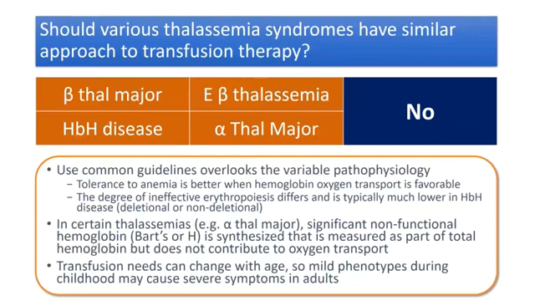The second issue is that in certain thalassemias, for example, in alpha thalassemia major or Bart's hydrops, there is a significant amount of non-functional hemoglobin, either Bart's or hemoglobin H. This hemoglobin gets measured as part of the total hemoglobin but does not contribute to oxygen transport. This means that patients with alpha thalassemia major cannot be transfused by guidelines developed for beta thalassemia. And the third issue is that transfusion needs, even within the same person with thalassemia, will change with age, and mild phenotypes that look mild during childhood may start to cause severe symptoms in adults.